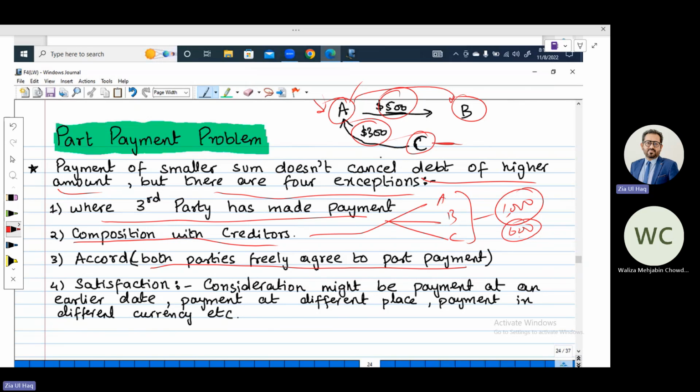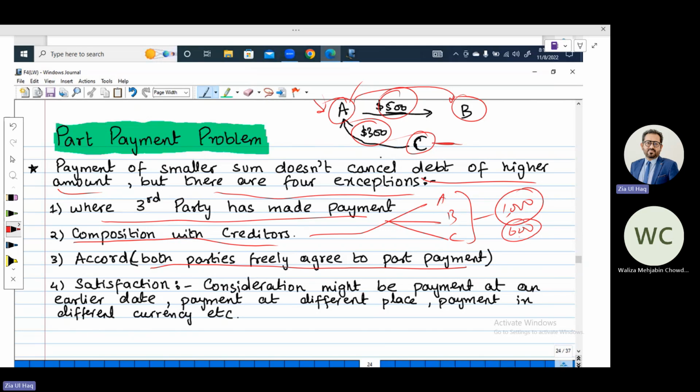In case of composition with creditors, like at the time of winding up, the creditors' balance can be cancelled with a smaller amount from company assets sold. Accord means consent, willingness, where both parties agree with each other. Okay, pay me 300, forget about 500, then a smaller amount can cancel the larger debt.